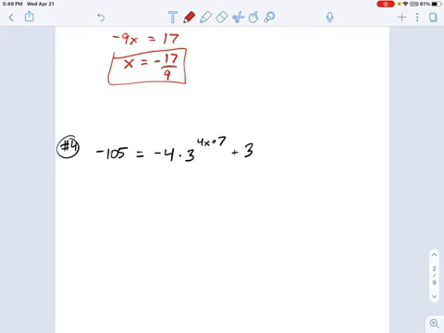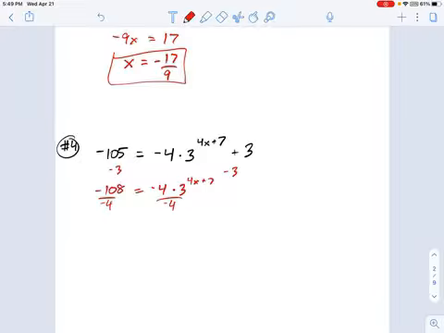So to do that, move everything that's not this exponential off of the right side onto the other side, and we'll see if that makes an equal base appear for us. So I'm going to do a -3 on both sides. This is going to be -108 equals -4 times 3 to the 4x plus 7. And now I'm going to divide each side by -4.